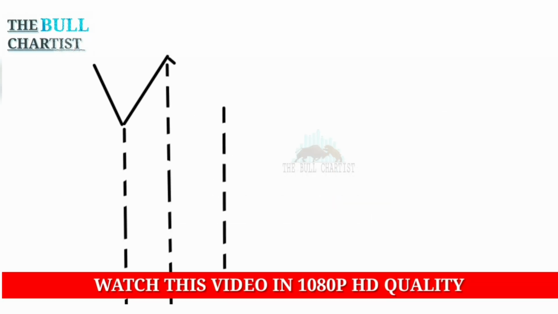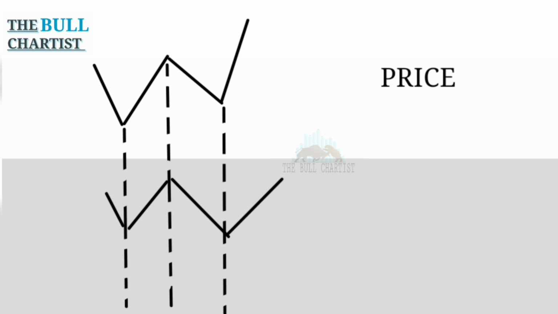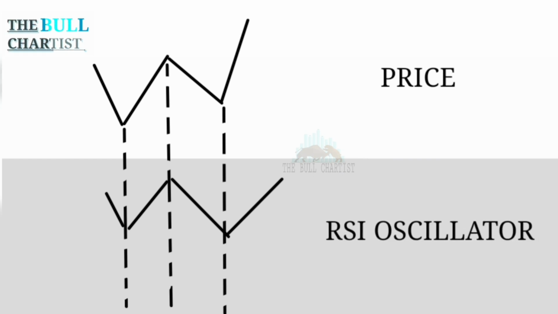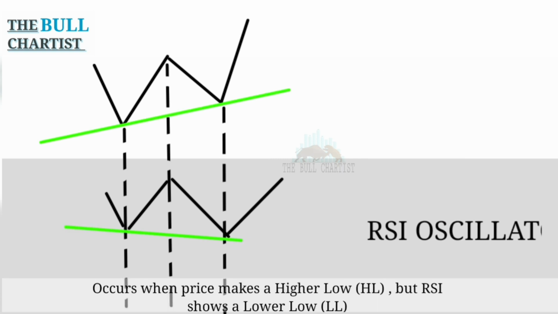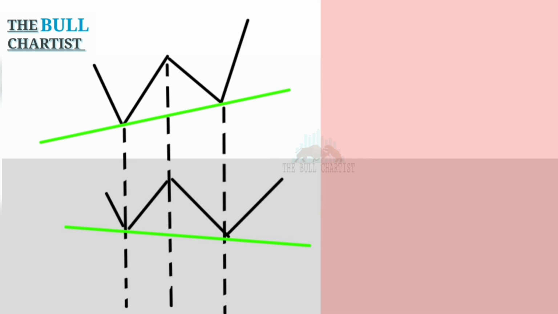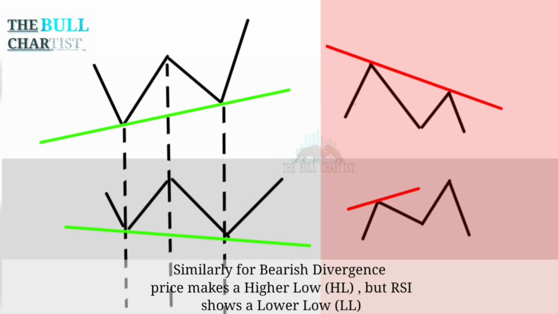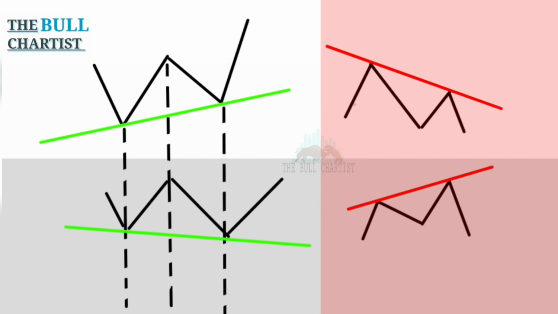Hidden divergence occurs when the price as shown above makes a higher low, while the RSI oscillator shown below makes a lower low. Similarly, for bearish divergence, price makes a lower high, but the oscillator makes a higher high.